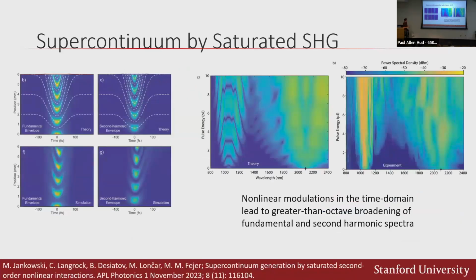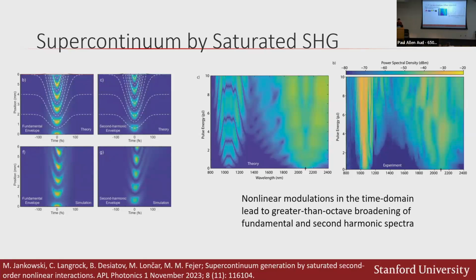As these things propagate, those modulations grow, and they lead to the generation of new frequencies. Here we have some theoretical predictions of the experimental results for a fundamental field at 2090 nanometers generating a 1 micron pulse. You can see that the spectral broadening occurs as the pulses propagate. In this case, we're increasing the pulse energy, which increases the rate of the conversion cycles.